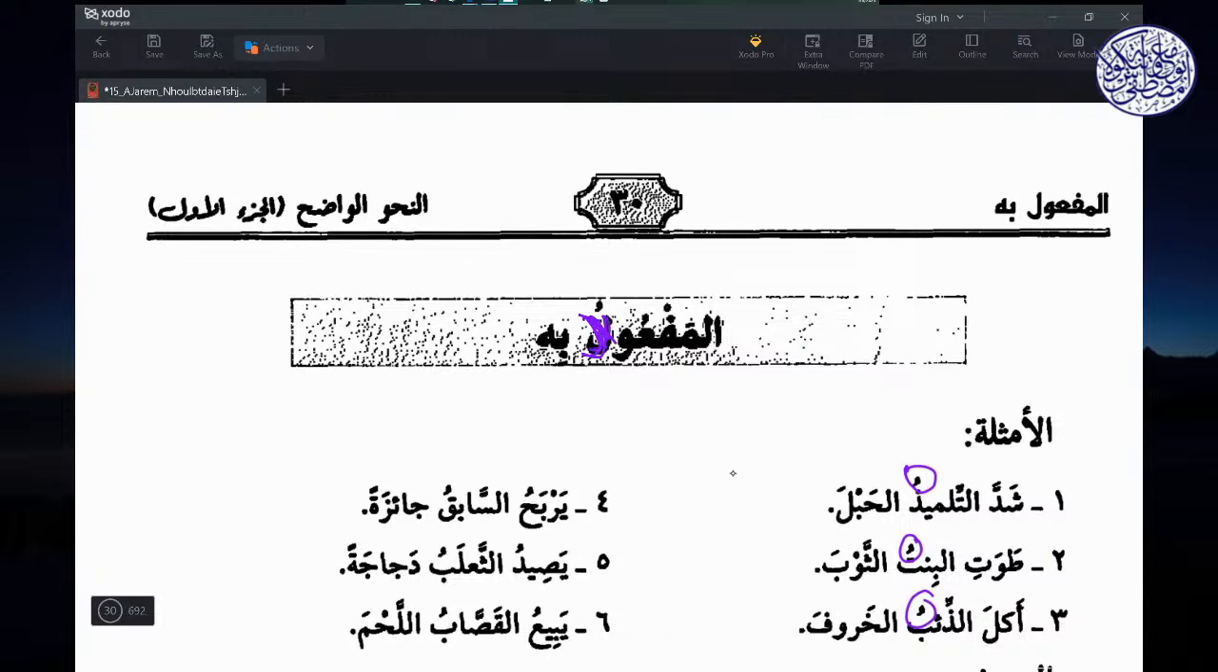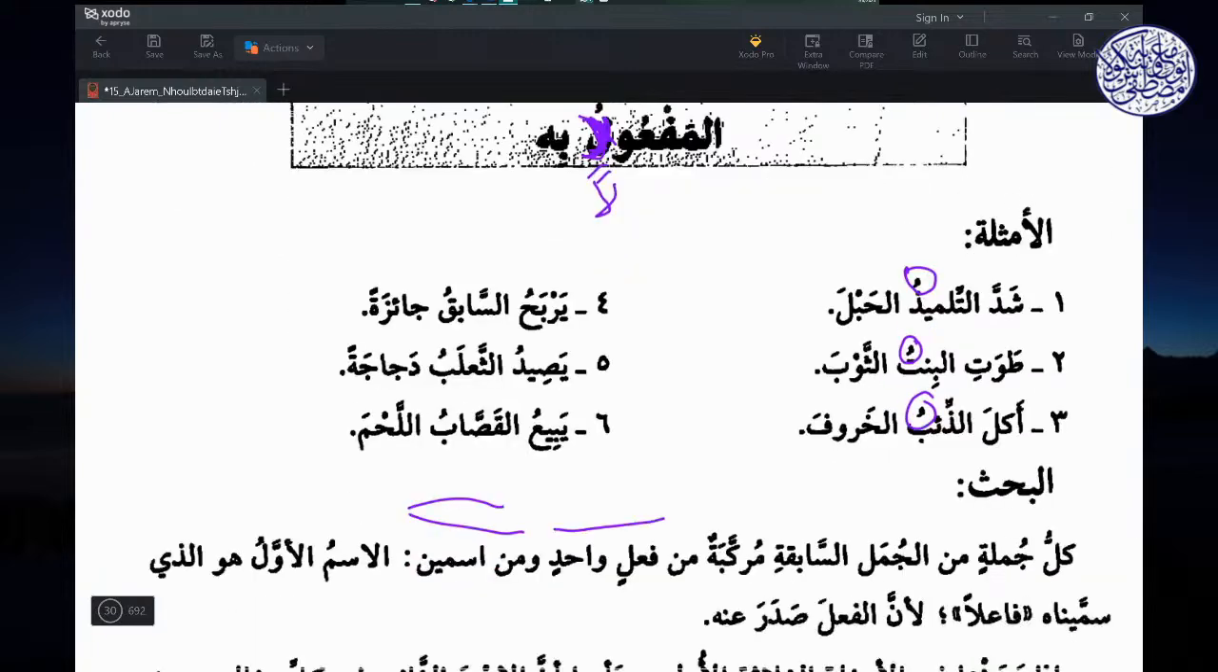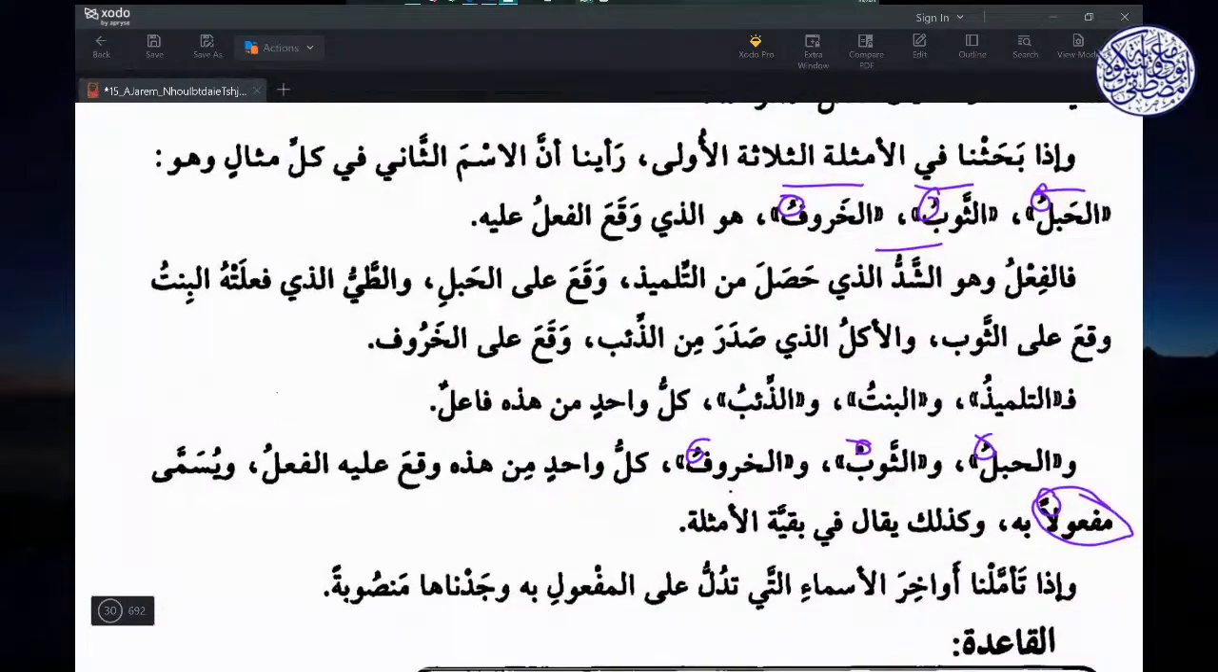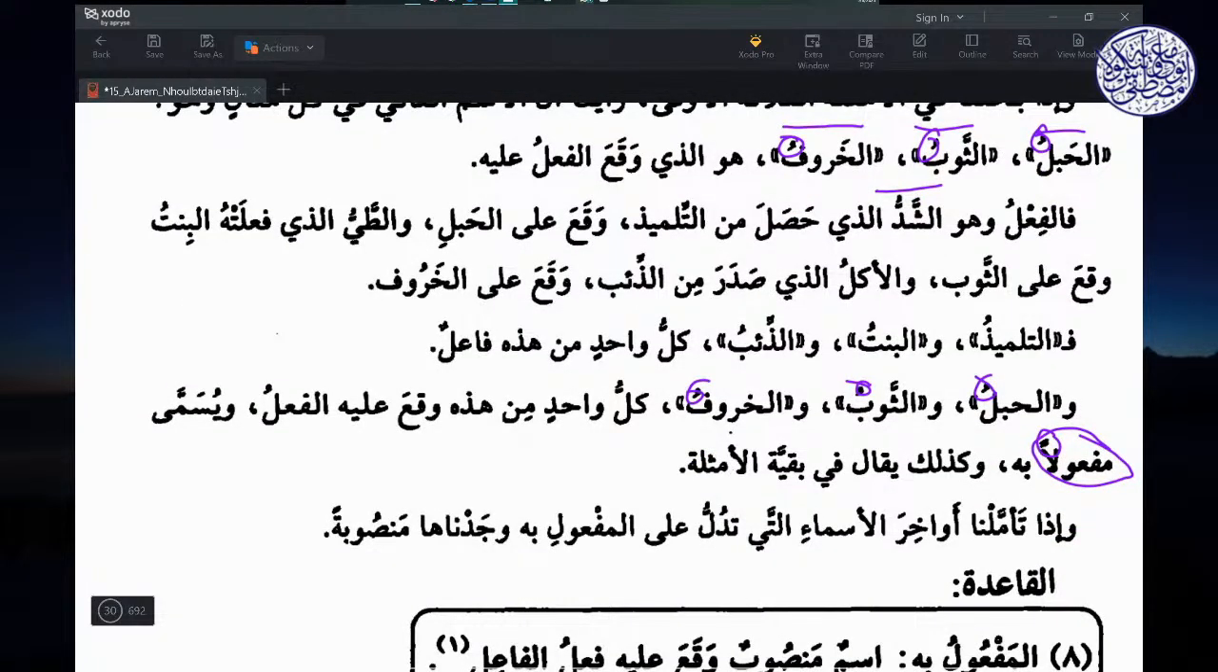Down in our sentence below, we have it written like that, maf'ulan bihi. But that's because it is in the sentence a maf'ulun bihi. وكذلك يقال في بقية الأمثال, and likewise in the rest of the examples, it's the same thing. وإذا تأملنا أواخر الأسماء التي تدل على المفعول به وجدناها منصوبة.